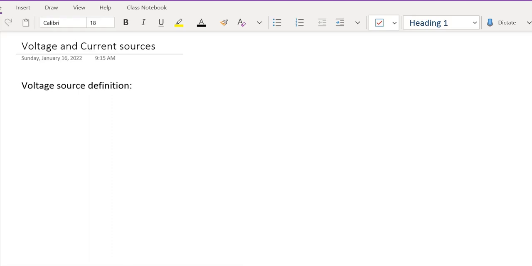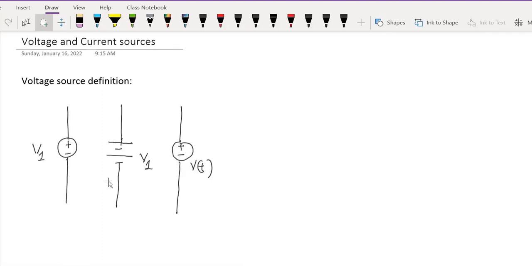Let's talk about voltage and current sources. We will begin with the definition for voltage source. Here are some common symbols used for voltage sources. In the first case, you have a plus, minus inside the circle, and there's a voltage attached. There's a number which is a voltage attached to it.